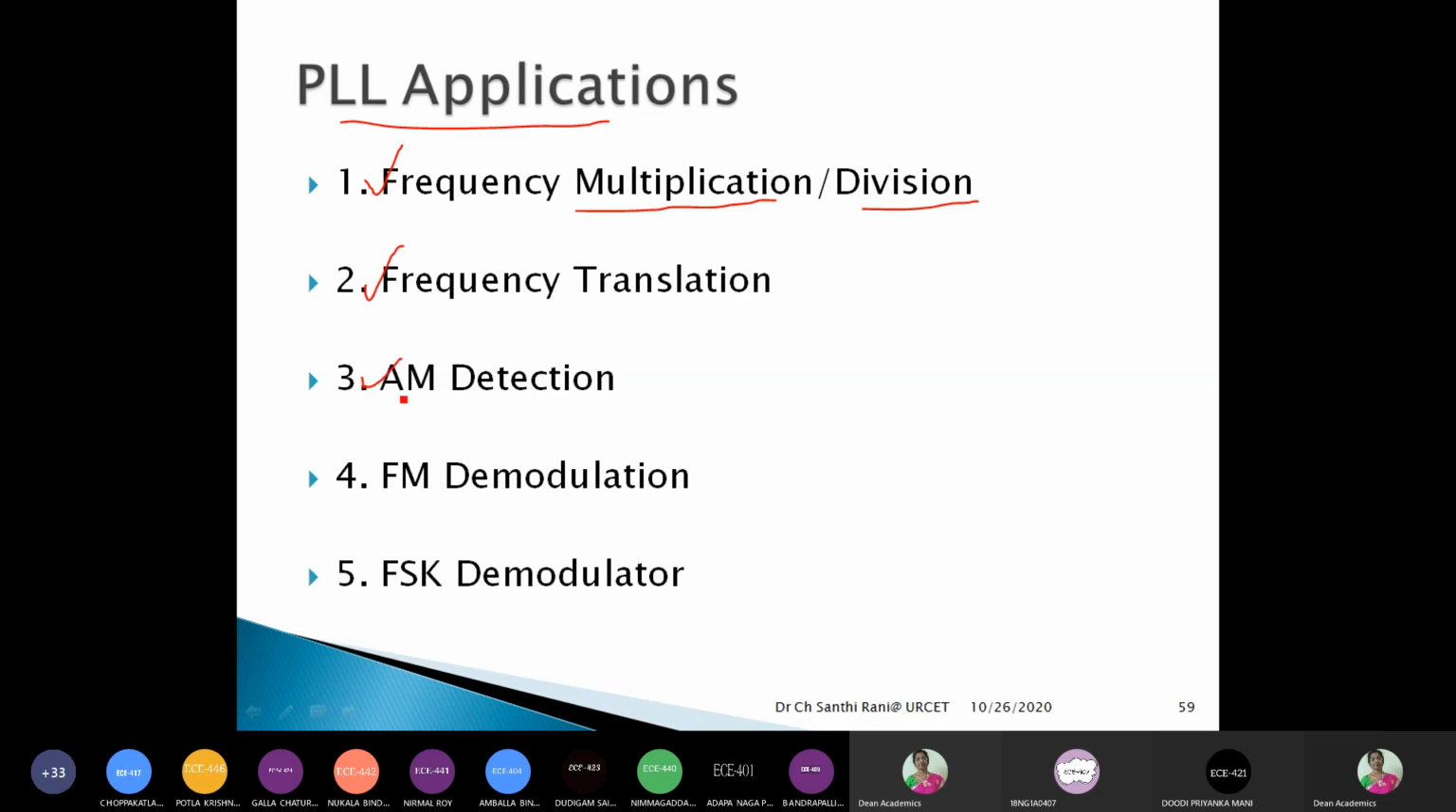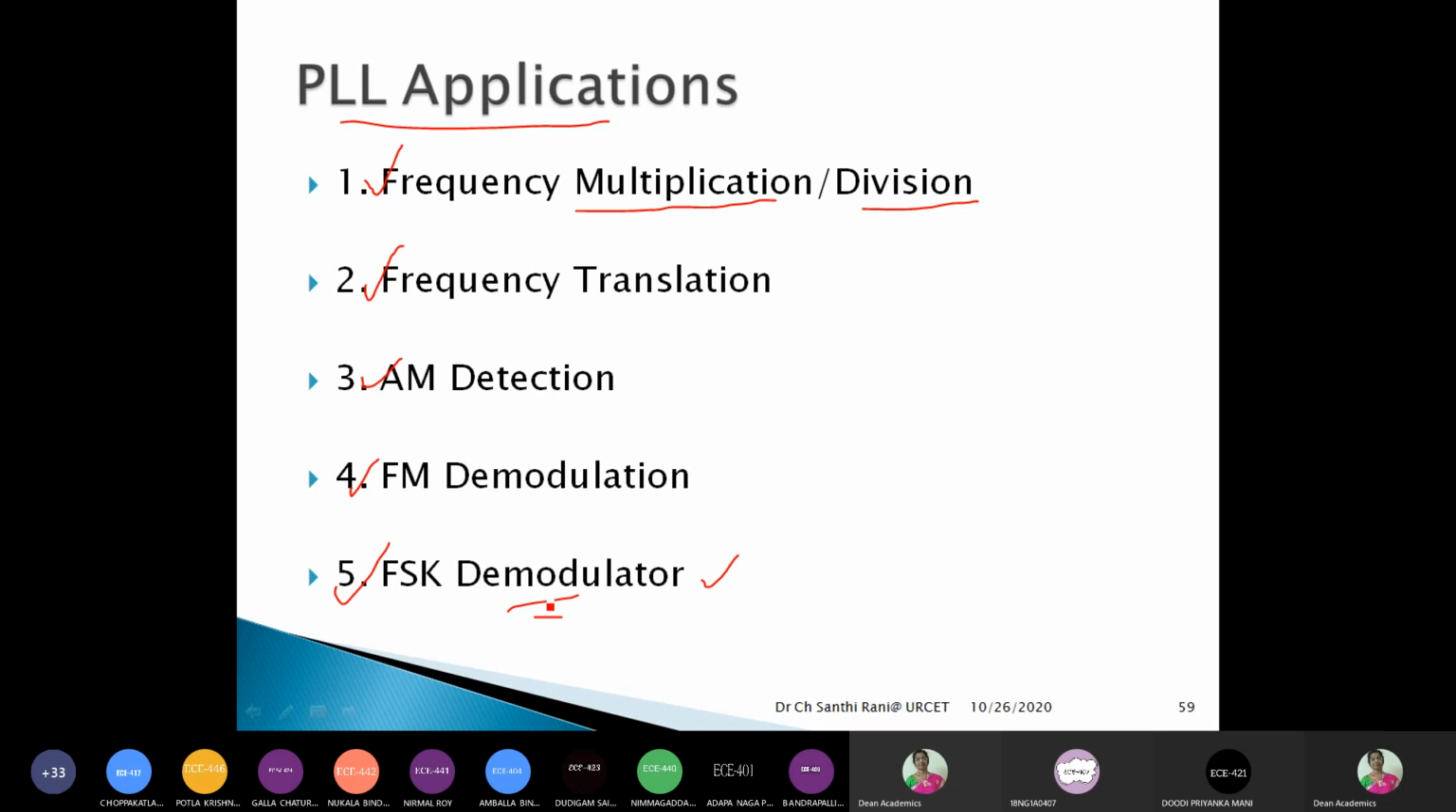The third application is AM detection. PLLs can be used for AM detection, and PLLs can be used for FM demodulation or detection. Then FSK demodulator or detector. I think using the 555 timer we have seen FSK generation, and those details we will study again here when we talk about FSK demodulation.